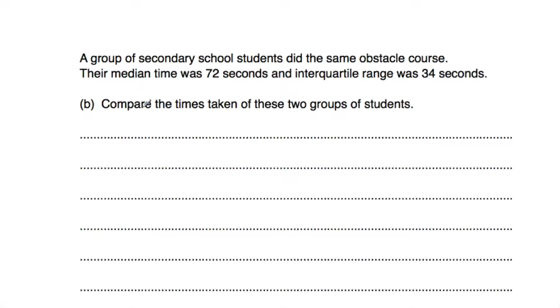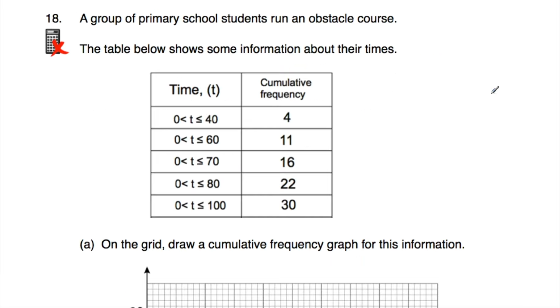Now whenever I'm comparing these distributions using the cumulative frequency curves, I like to find the medians and the interquartile ranges. So that's fantastic that we've already been given the median time for the secondary school students and also the interquartile range for the secondary school students. So I'm going to find the median time taken for the primary school students and I'm going to find the interquartile range of the times for the primary school students. Okay, so let's have a look at this.